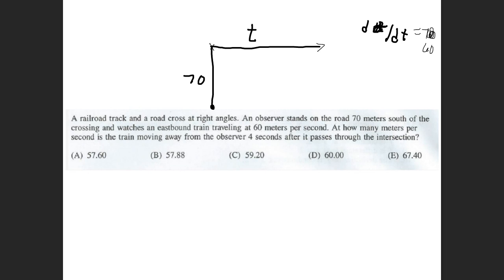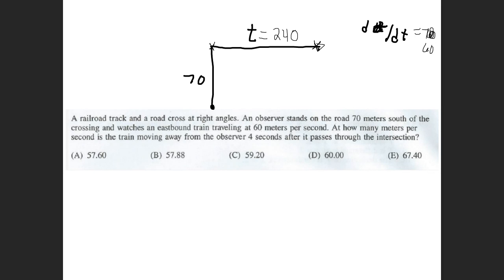At how many meters per second is the train moving away from the observer 4 seconds after it passes the intersection? Okay, so this is the intersection. So what is T here? Well, it crosses this intersection going 60 meters per second. 4 seconds later, how far did that train travel? Where is that train right now? It's right here. It's at 60 times 4, so this is at 240 meters.